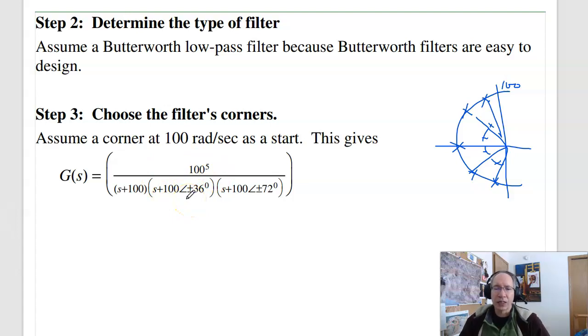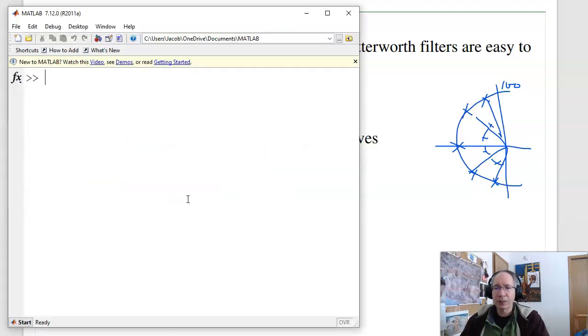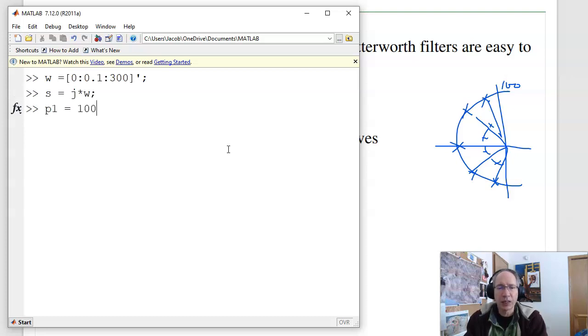Now check. Does that meet my requirement? I can do that in MATLAB and kind of show that. In MATLAB, I want to go from, let's say, 0 to 300 radians per second. s is j times omega. My first pole is at 100. Second pole is at 100 at 36 degrees, and a MATLAB exp of j times 36 degrees. MATLAB is in radians, not degrees, so convert that to radians.